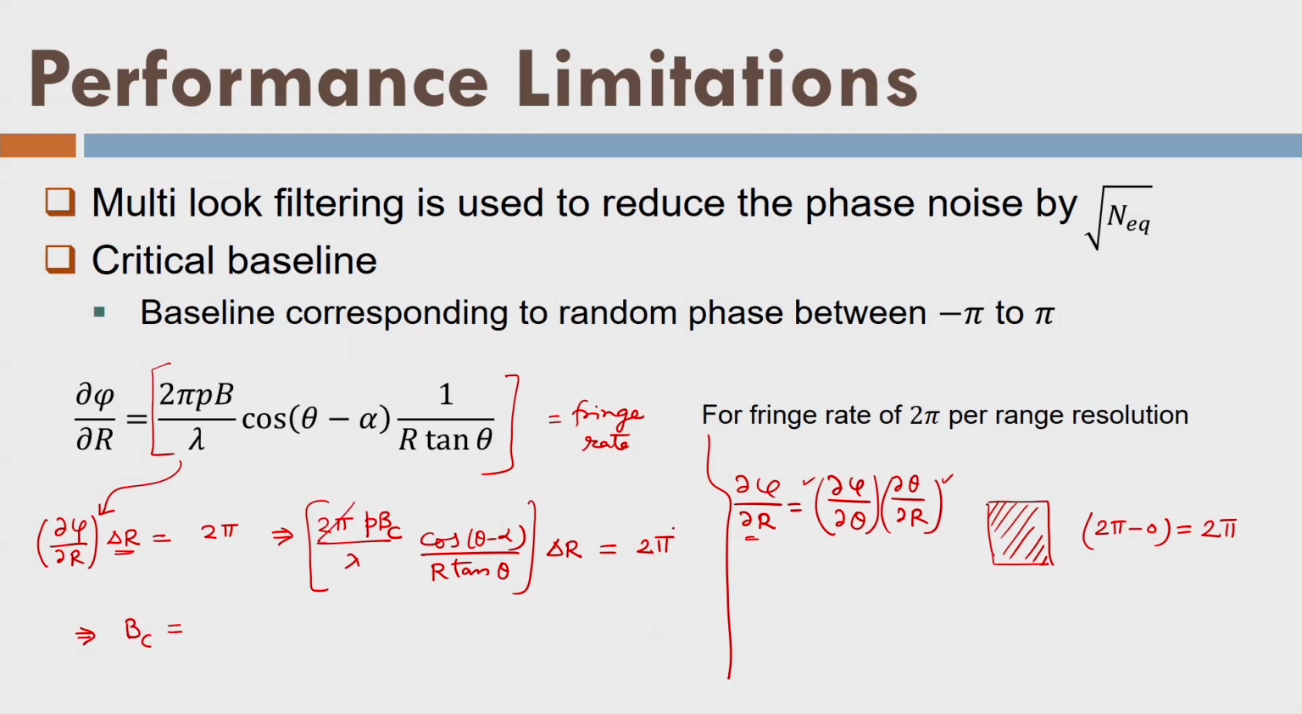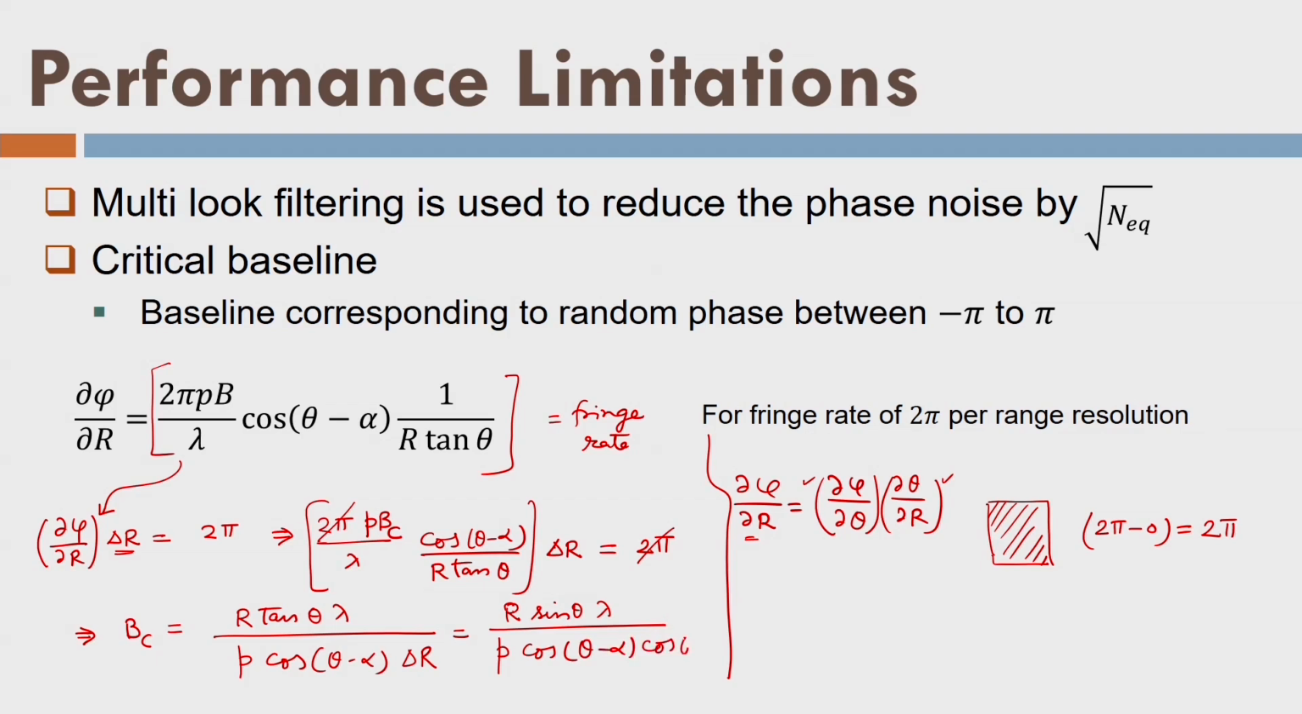So let me write B as critical baseline here. First of all, let us remove this common factor 2 pi. So the critical baseline BC is equal to r tangent theta lambda divided by p cos of theta minus alpha, and delta r over here. I can write here r sin theta lambda divided by p cos theta minus alpha into cos theta into delta r here.